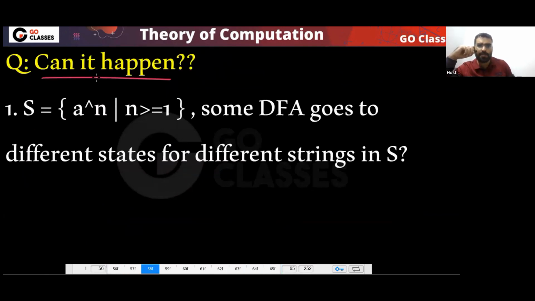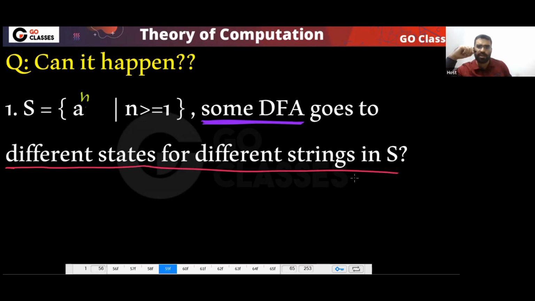Now tell me, can it happen? This is my question. Can it happen that some DFA, I am not giving you the information, some DFA with any number of states, I don't know how many states, but this is my question. Can it happen that S equals a power n, n greater than or equal to 1, and some DFA goes to different states for different strings in S?